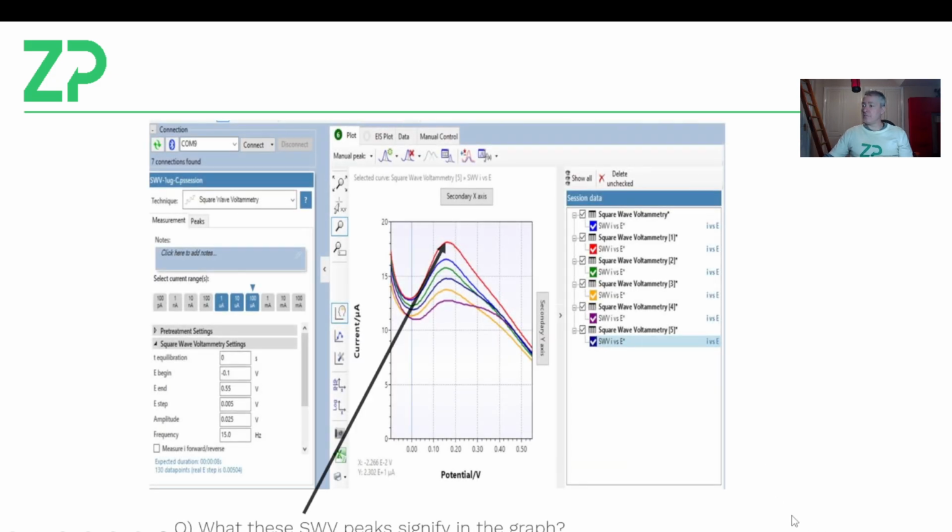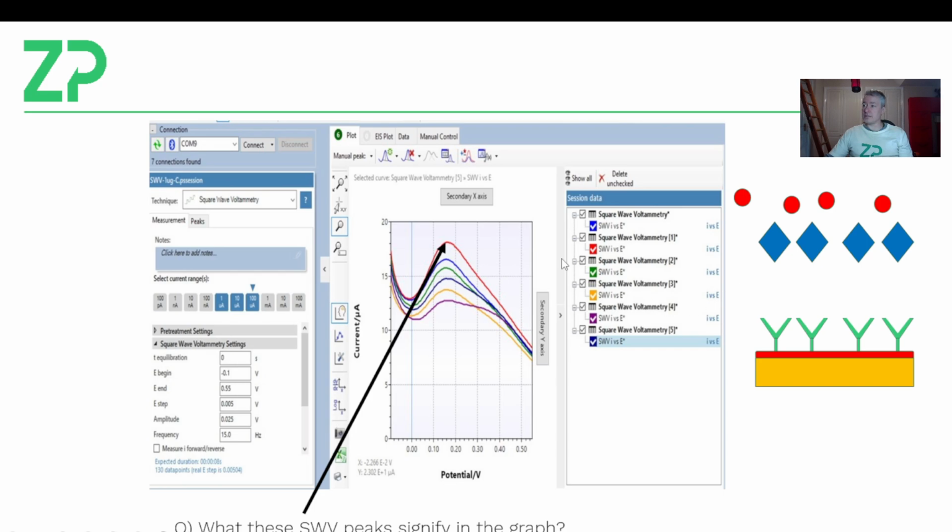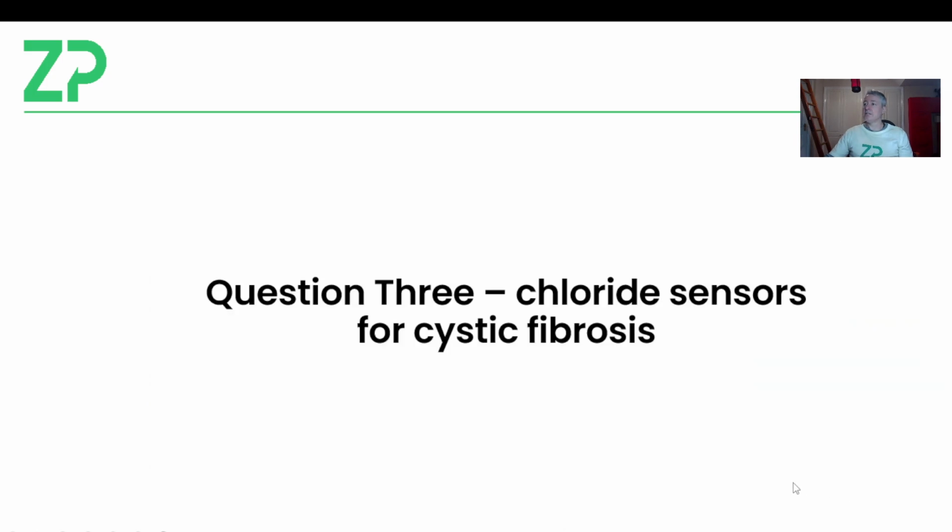Okay. So in summary, I think this is the oxidation of ferrocyanide to ferricyanide, but they haven't told me. I'm just kind of, I don't want to say guessing there.